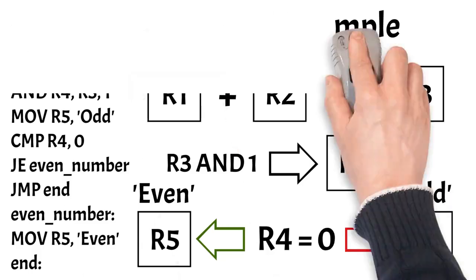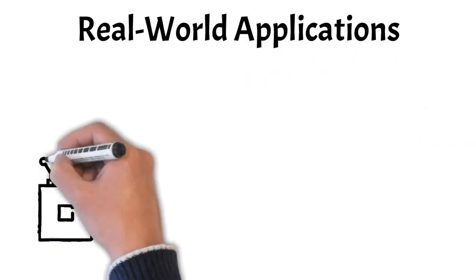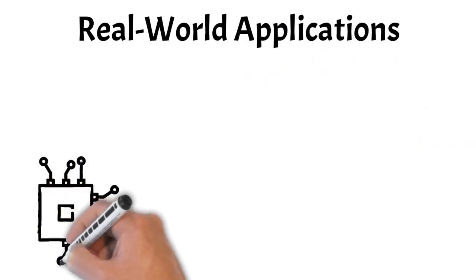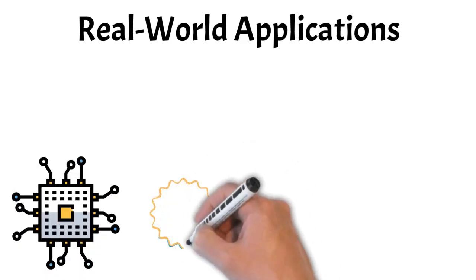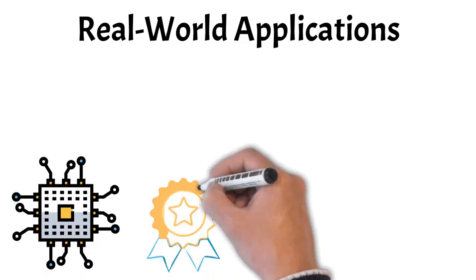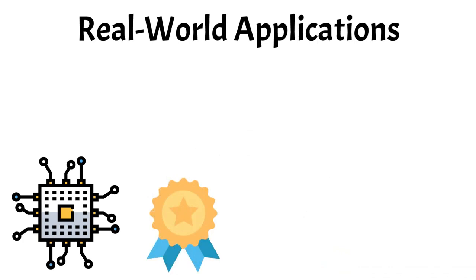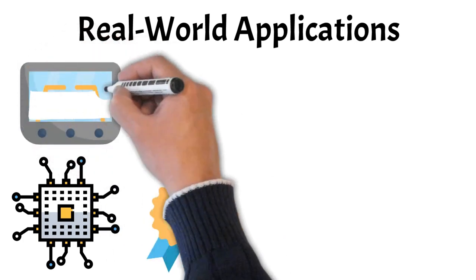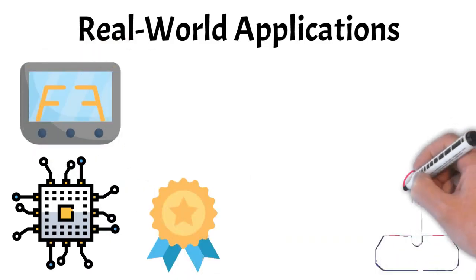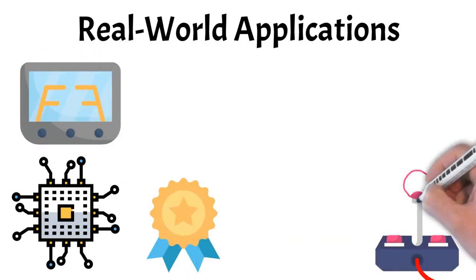Now let's briefly take a look at some real-world applications of assembly. Assembly language may seem low-level compared to modern programming languages, but it plays a vital role in many real-world applications where performance and precise control over hardware are crucial. For example, it is commonly used in embedded systems, like those found in cars, medical devices, and household appliances, where efficiency and direct control over hardware resources are essential.